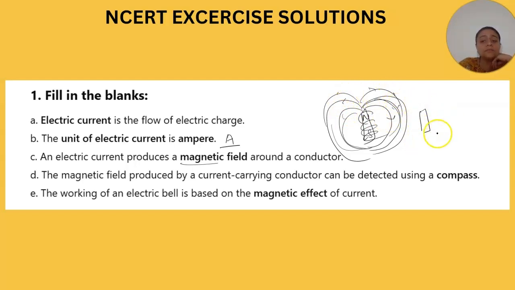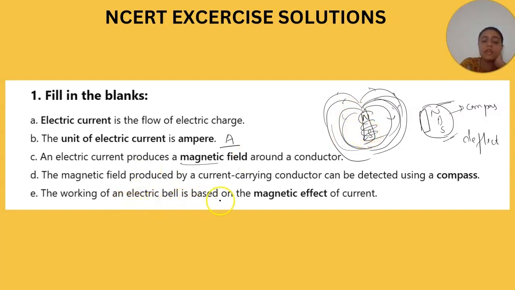By keeping the compass in front of it, you will see the compass always start this, because you already know that there is a magnetic needle inside the compass, and that needle is going to deflect to the north and south position. So this proves that this electromagnet is producing a magnetic field around it. So you can easily detect it.